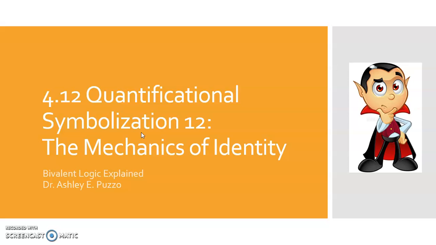Our typical procedure here follows what we've done in the rest of chapter 4. So in 4.12, we're going to cover the mechanics of the identity symbol, how to form sentences properly using the identity symbol in our system. And then once we've got that down, we'll move on to 4.13 and talk about the meaning of identity statements for us. All right, let's rock.